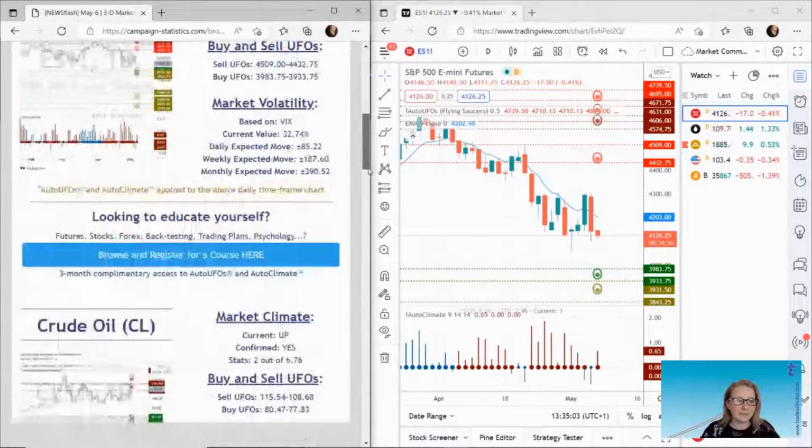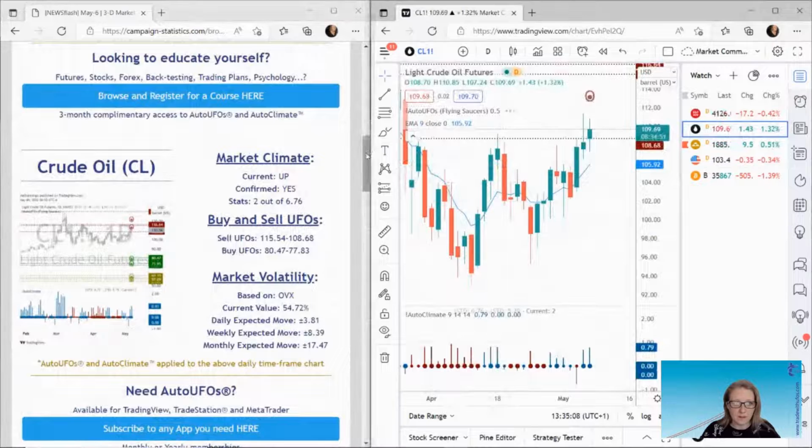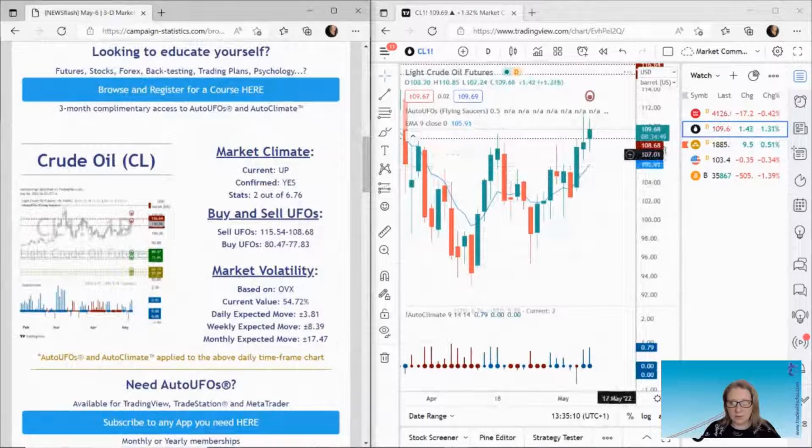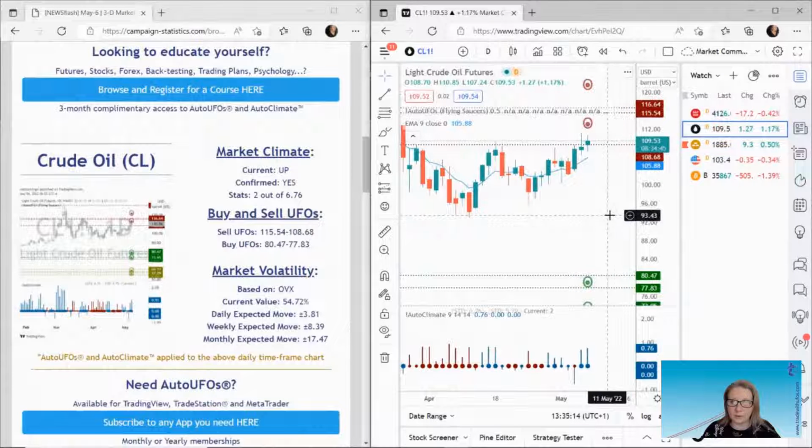So the next market is crude oil. Let's load this. Now, let me just scoot down a little bit there and squish price so that we can see what's going on here with oil.